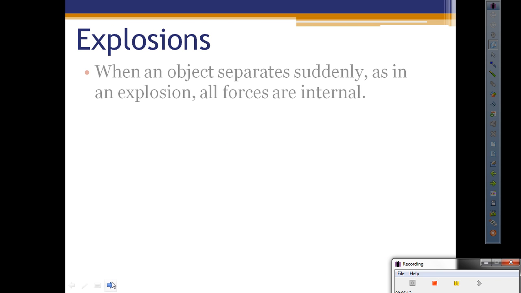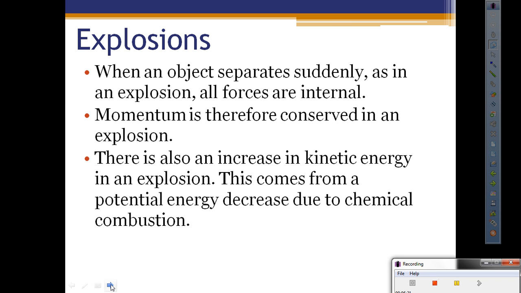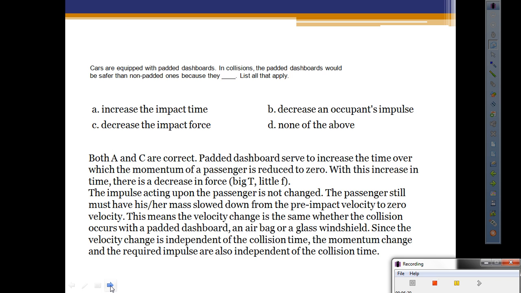Explosions. When an object separates suddenly, as in an explosion, all the forces are internal, so momentum has to be conserved. There will be an increase in kinetic energy, and the reason for that is you're going to get some kind of chemical reaction that's going to give you some potential energy that now is changed into kinetic energy.